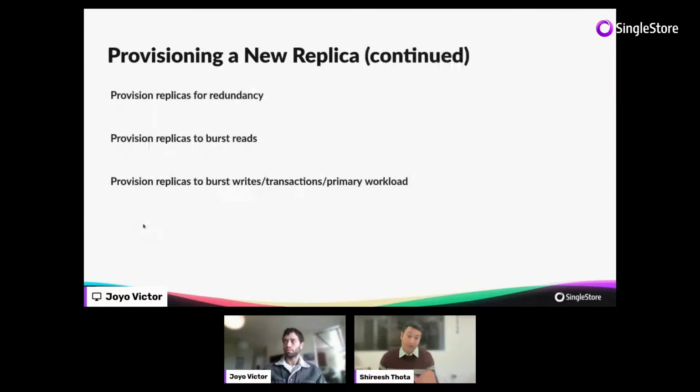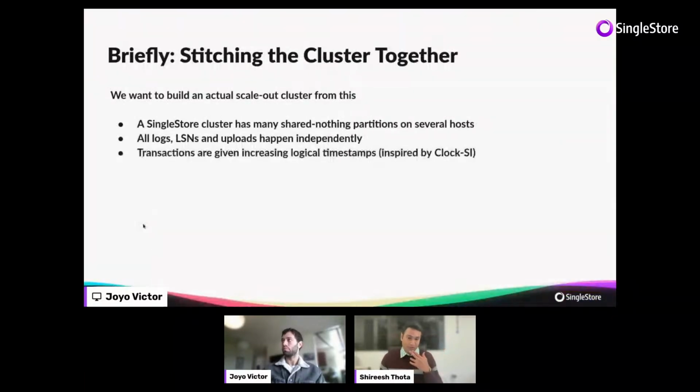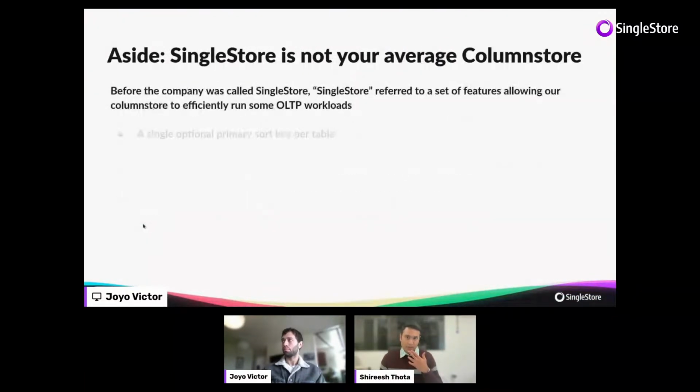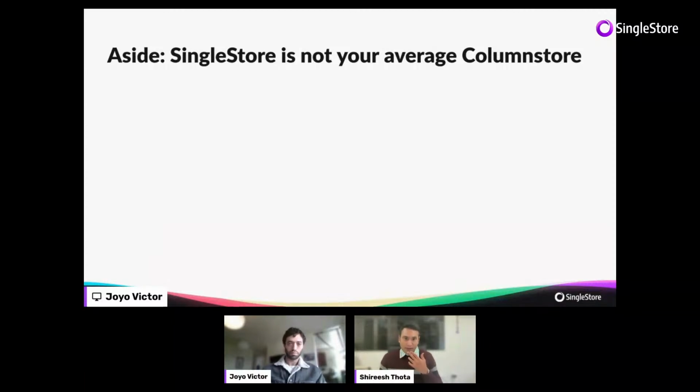And then you added a separation of storage and compute. That kind of really is great to do the translytical stuff. Yeah, please talk a little bit about how it is not your average column store.